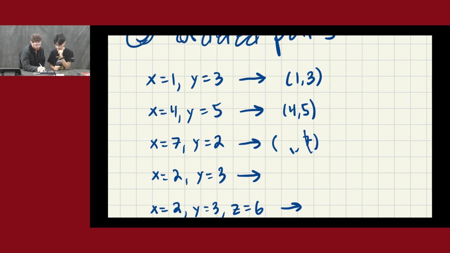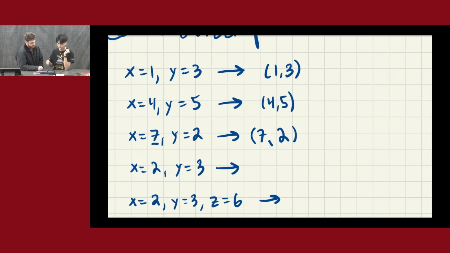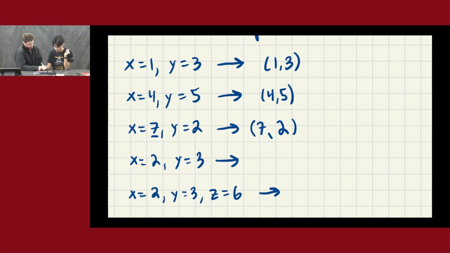So instead of that, you want it to be the 7, this value first, and then the 2. Okay. So do you want to try the next one? Yeah, okay. So you said the x values first. Yes. So then it would be 2, comma, y value is second, 3.